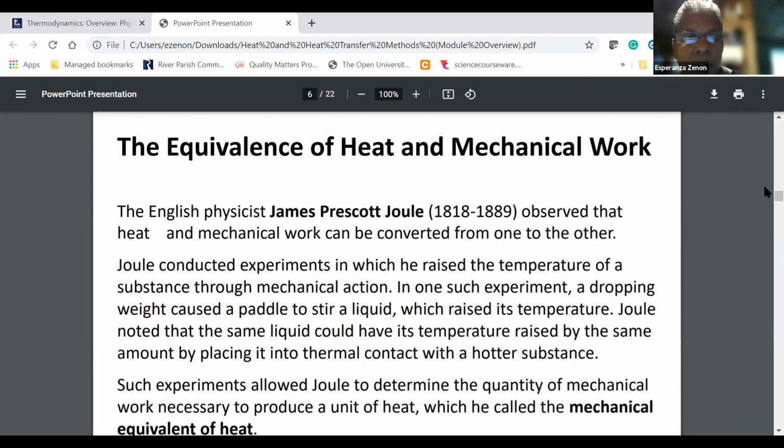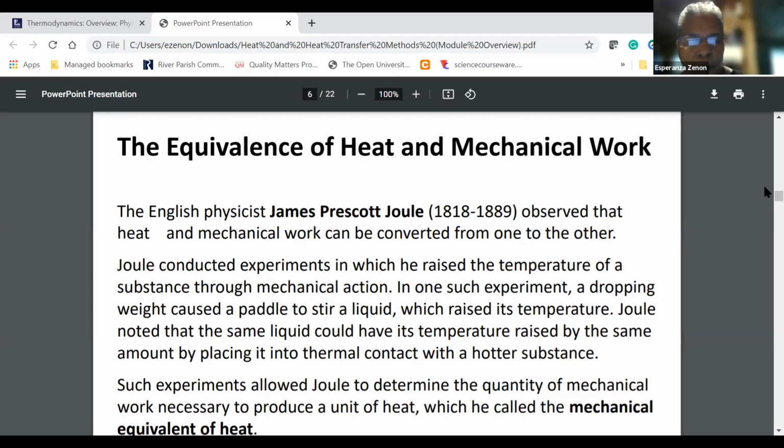All right. And so they give the example here of stirring a liquid. Well, think about it. If you have a paddle that you're stirring, there's some motion involved with that. That motion is mechanical. That's a mechanical type action, right? But as you stir it, that mechanical energy gets converted to heat, which ultimately causes the temperature of the substance to go up. Okay.